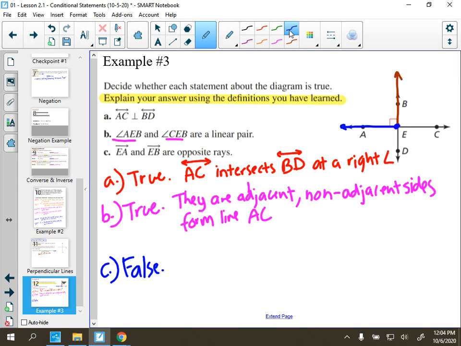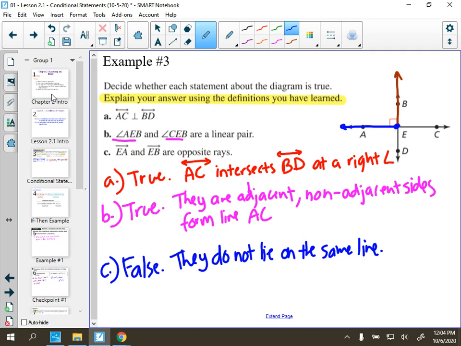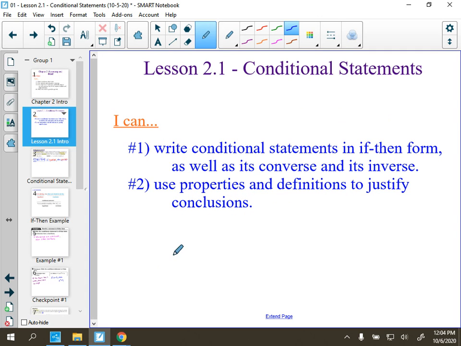So I would say something along the lines of they, again, referring to the rays, they do not lie on the same line. So that was back in lesson 1.1. Review your opposite ray notes on that one if you need to, okay? Oh, so there we go. There's just a couple examples of how we're going to use definitions that we've learned. That's the lesson. So go back, rewatch anything you need to.